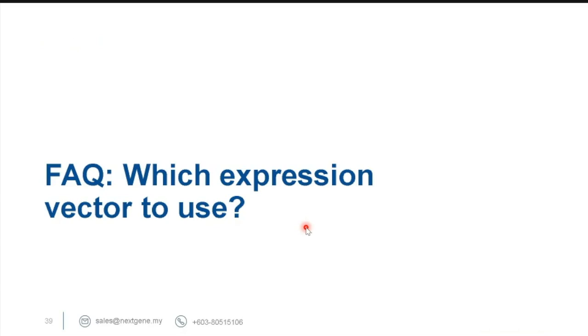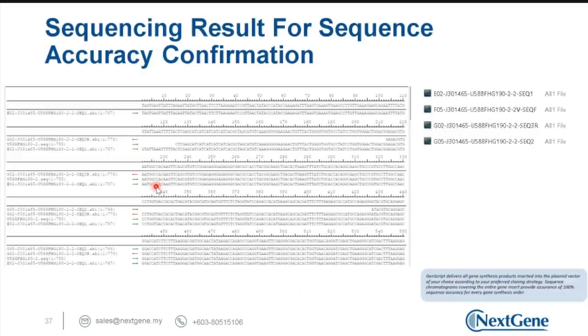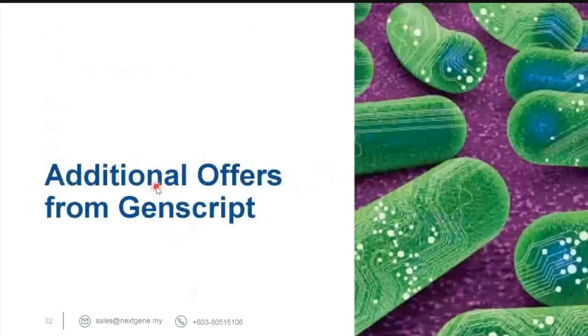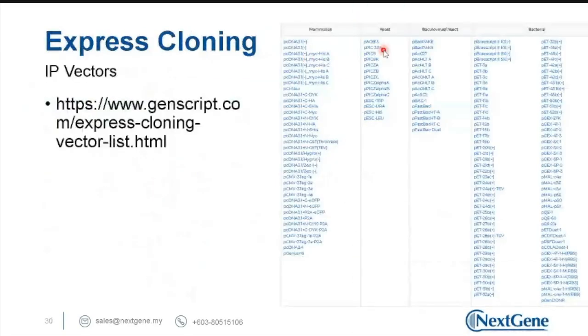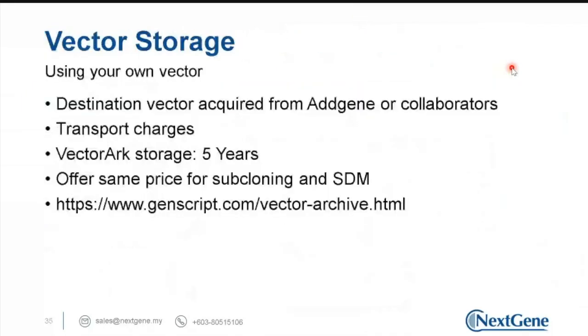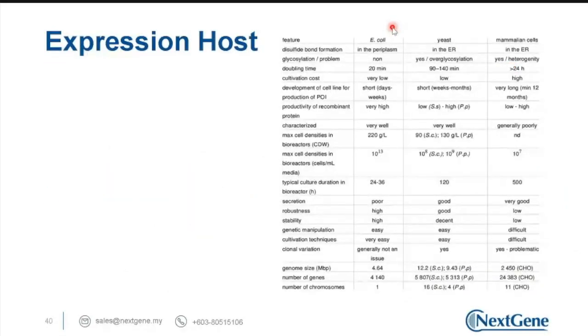Okay, here we shall continue our earlier discussion. Which expression vector to use? Just now we saw that in the free vector or IP vector offered by GenScript, the main titles are mammalian cell, insect and bacteria. So the first thing we need to decide is which cell we want to use.